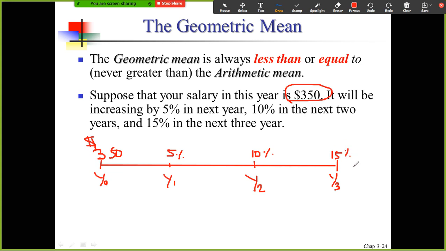Okay? So this is a graph that I just showed you. This year your salary is 350, and it will be announced that your salary will increase next year by 5%, in 2 years by 10%, in 3 years by 15%.